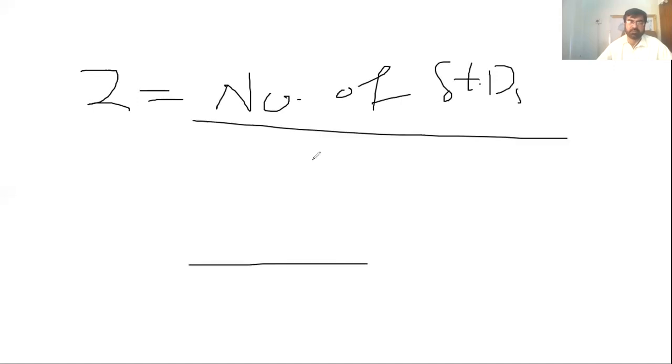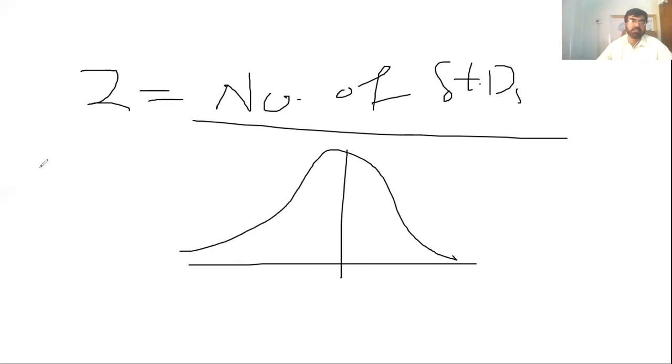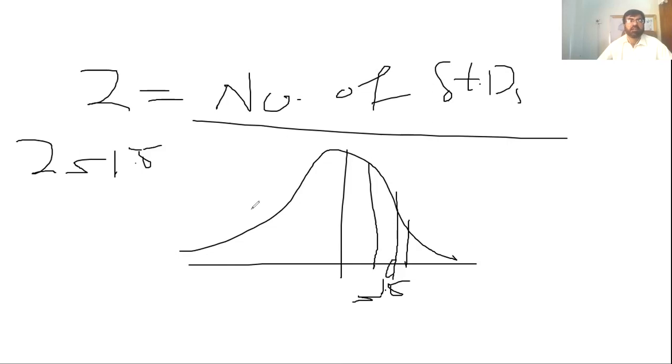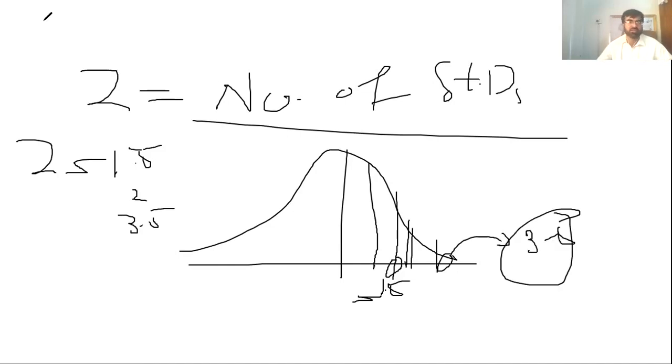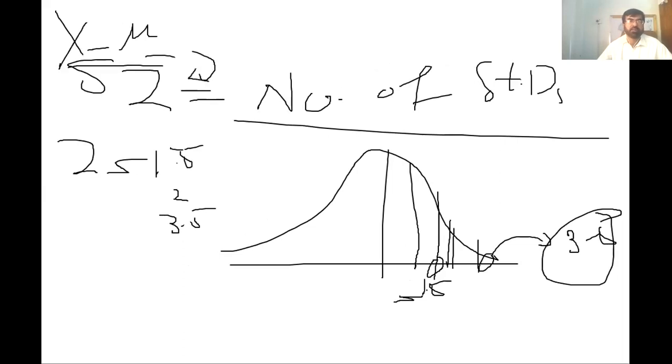For example, if z is equal to 1.5, it means it has covered 1.5 standard deviations. If it is 2, then 2 standard deviations. If it is 3.5, then 3.5 standard deviations, which may be over here or far away from here. So whenever you calculate a z-score from this formula, it gives you the number of standard deviations.